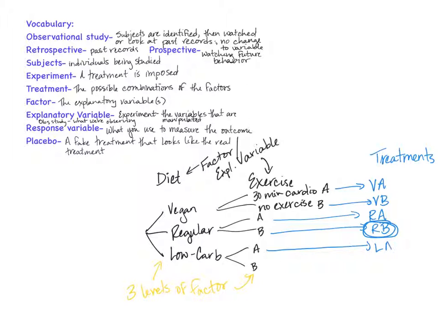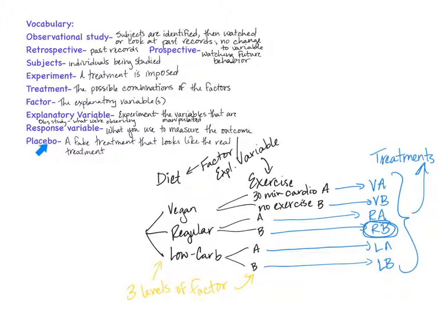Low carb, exercise A, the 30 minutes of cardio, and then I've got low carb, exercise B. So I have 6 different treatments that are the combinations of the levels of each factor. So 2 factors, 3 levels of the diet factor, 2 levels of the exercise factor result in 6 total treatments. So that may be a little bit more than we need for Algebra 3-4. I really, to be honest, don't know. But hopefully it helped explain some of those.